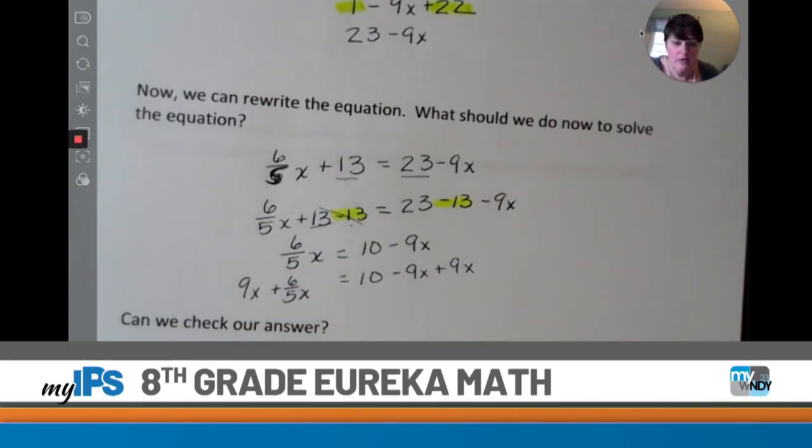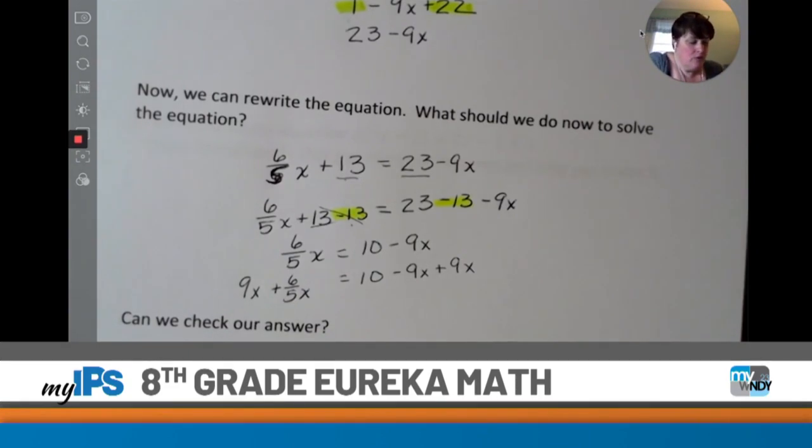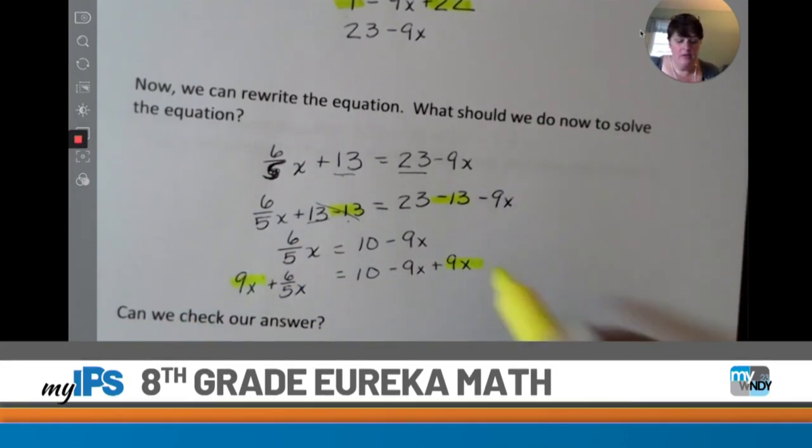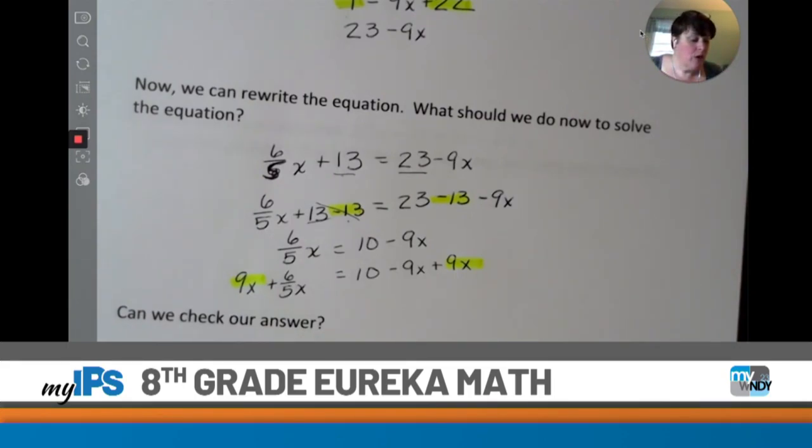9x plus 6/5 x. Let's take our highlighter and make sure that we're correct. We have a 9x on this side and a 9x on that side. We're still equal. We used the addition property of equality.